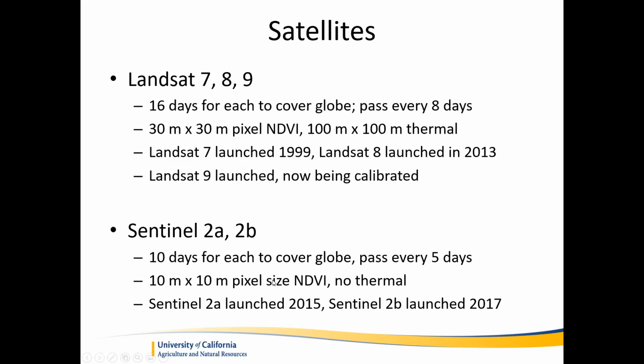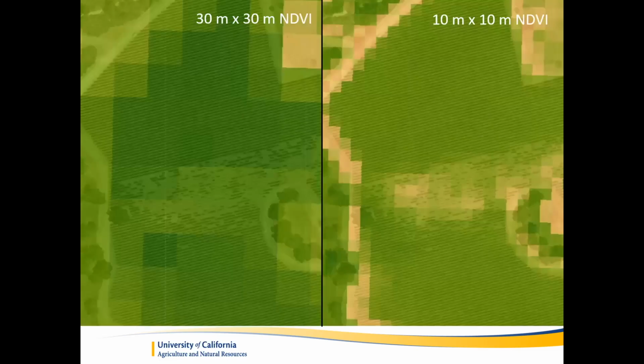And I'll give you some examples of how that pixel size is important for us. These are more recent satellites. Sentinel-2A was launched in 2015 and 2B in 2017. So we have data available for these satellites back to these dates. Okay. So this slide demonstrates the difference in the pixel sizes between the Landsat on the left, 30 meter by 30 meter, and the Sentinel on the right, 10 meter by 10 meter.